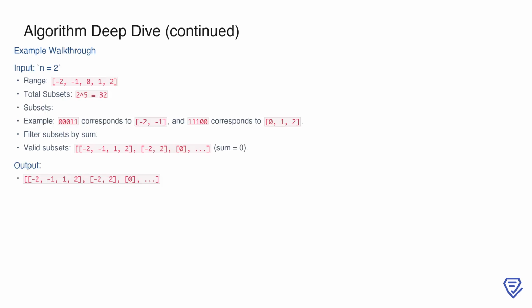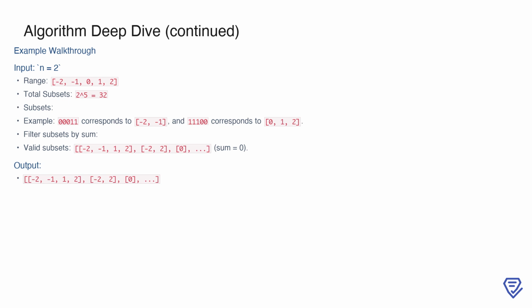To better understand the algorithm, let's walk through an example where n equals 2. The range of integers is -2, -1, 0, 1, 2, and the total number of subsets is 2⁵ equals 32. Each subset corresponds to a binary representation, where each bit indicates whether an element is included or excluded. For example, the binary string 00011 represents the subset -2, -1, while 11100 corresponds to 0, 1, 2.